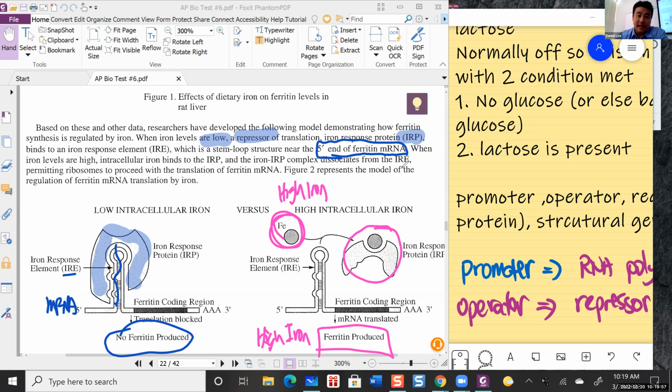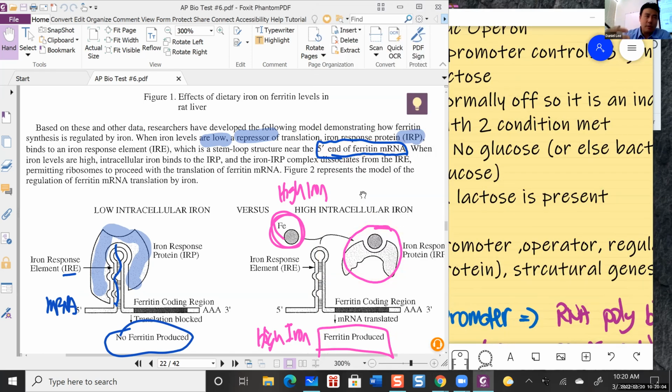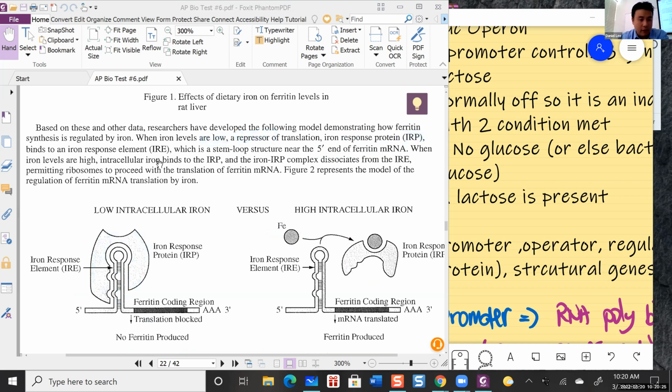So this works the same way as lactose. Remember, lactose binds to the repressor protein, causes the repressor protein to fall off, giving RNA polymerase access to the lac operon. Here, iron causes the repressor to fall off, allowing access of the ribosome to the mRNA to make ferritin protein to protect the cell from high iron in the first place. So that's essentially what we're told. A lot of fancy words, but sometimes you read it several times and you read before and after, you can see what is at play.